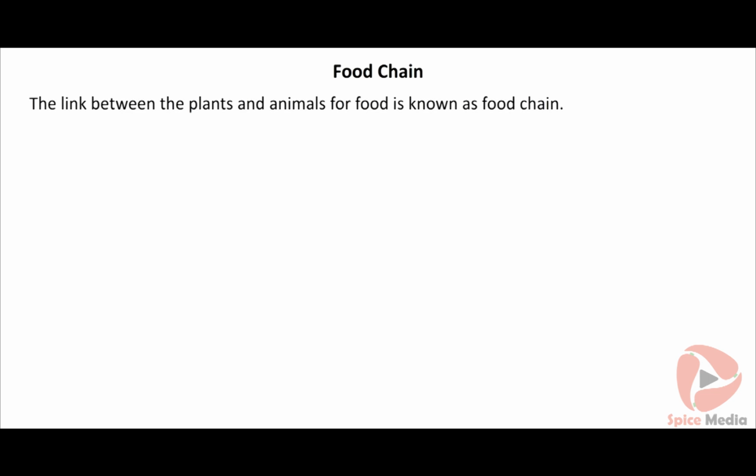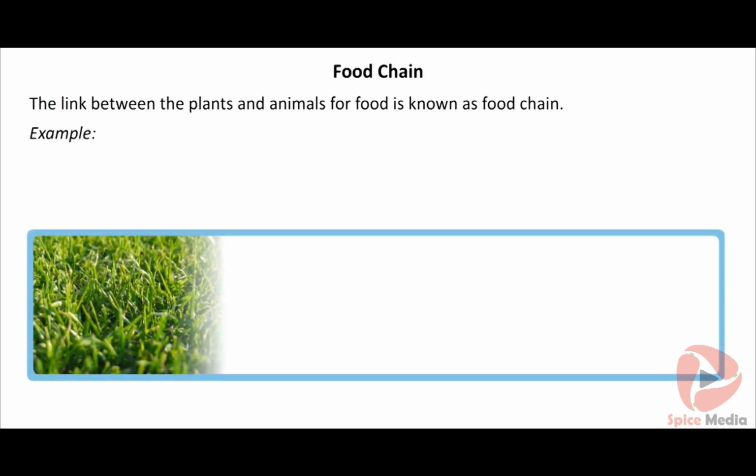Every living organism needs food for energy. The link between the plants and animals for food is known as food chain. Different food chains are present in the nature. For example, have a look at this visual. Food chain shows the feeding relationships.